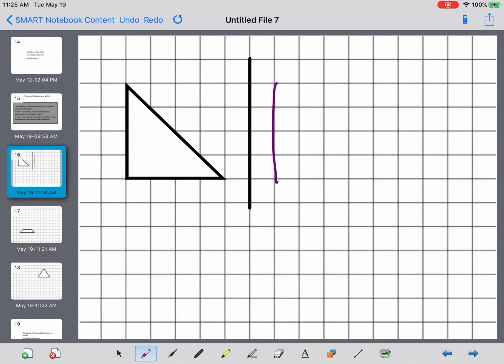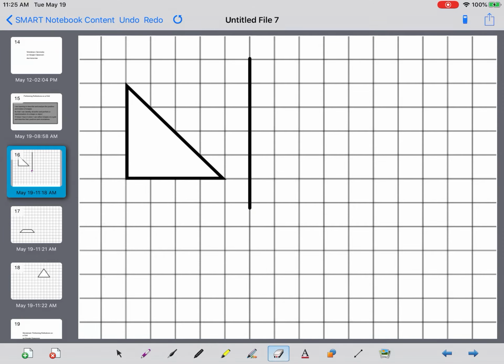Now, I know it's not going to be something like this, because that would actually be a translation. It has slid over that line, and that's not what we want. We want an actual reflection. Another word for a reflection is a flip. So we're going to be flipping this triangle over the line of reflection, which is this line right here.